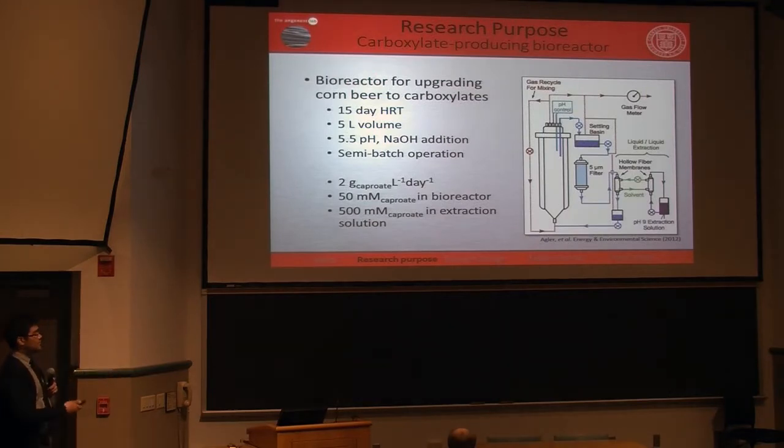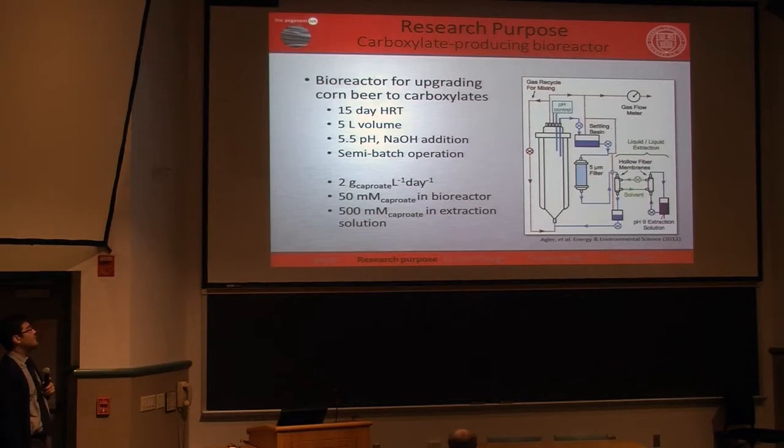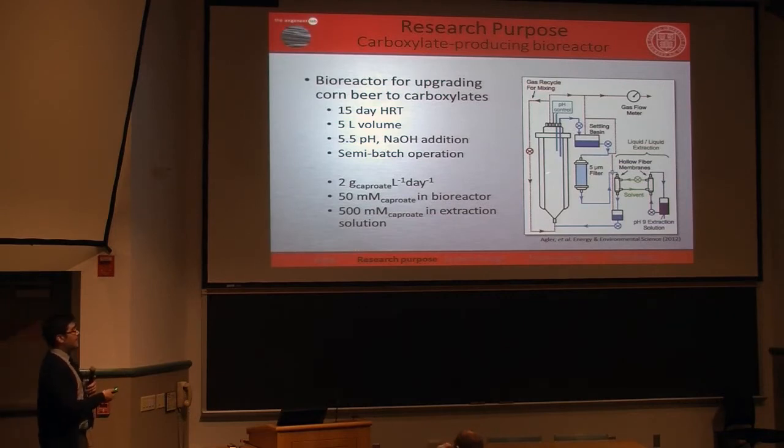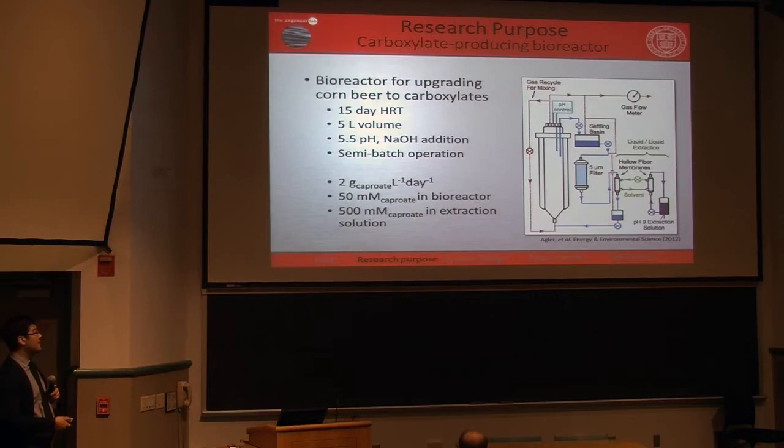Some research already published from the Engineering lab a couple of years ago. We were running, and actually still running, this bioreactor here. It's a 5-liter bioreactor run in semi-batch and operated at 5.5 pH and maintaining the pH with NaOH. And in the end, with this bioreactor and hollow fiber membrane added onto the effluent of it, we're able to produce 2 grams of caprate per liter per day. And basically upgrading the bioreactor concentration from around 50 millimolars of caprate to something much higher, around 500 millimolar.